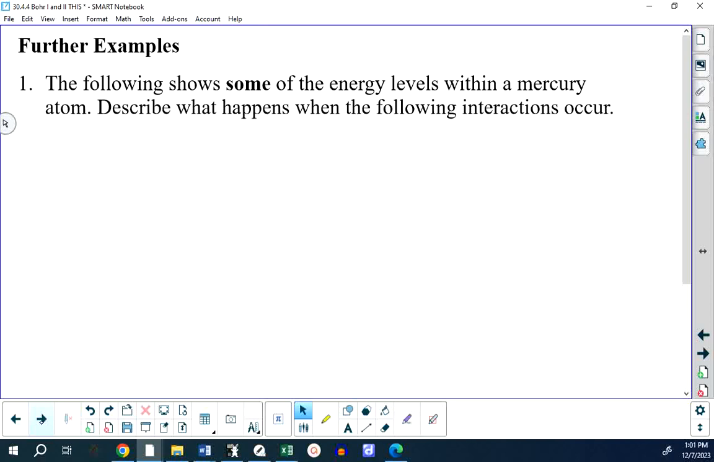This is on page, I believe, 18, and it just says further examples. And part of this is going to be about what I said earlier, which is that yesterday I told you if an electron in an atom goes to a higher level, it's because it absorbed a photon. And I just told you at the beginning of today, there are other ways to get it up there. So keep that in mind.